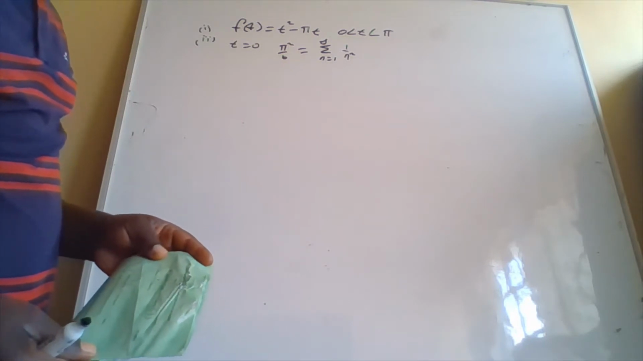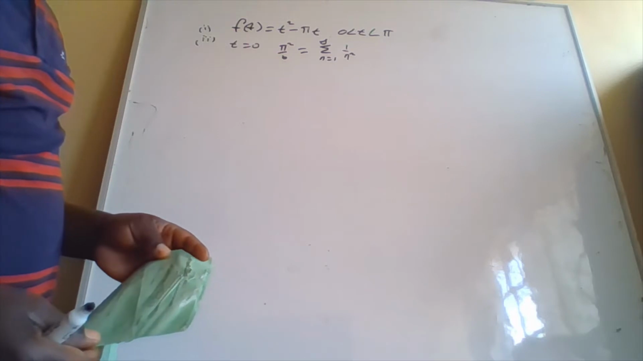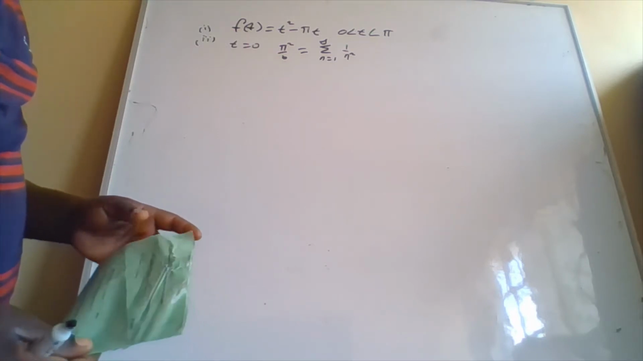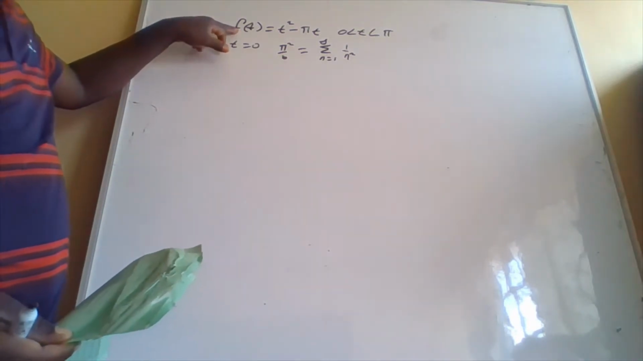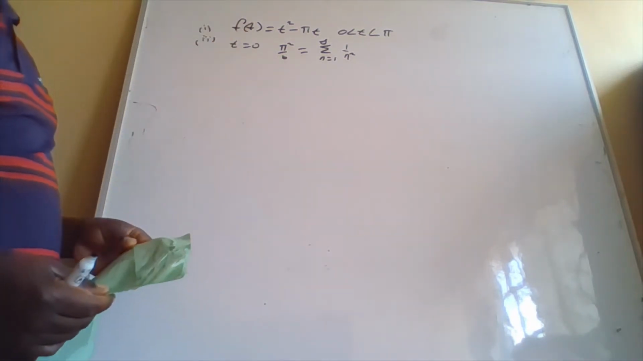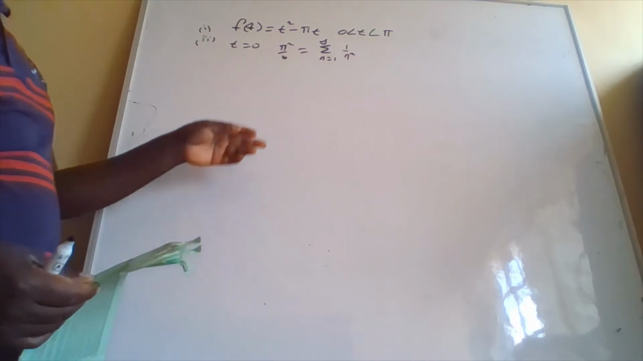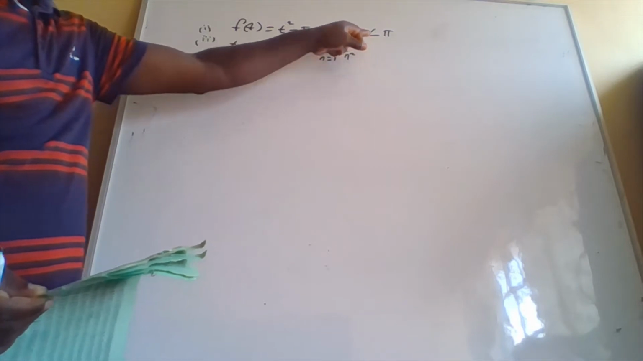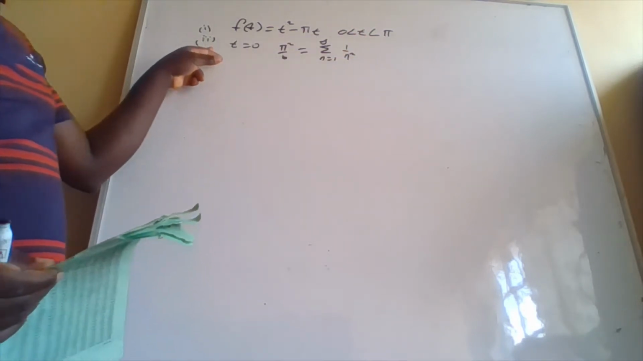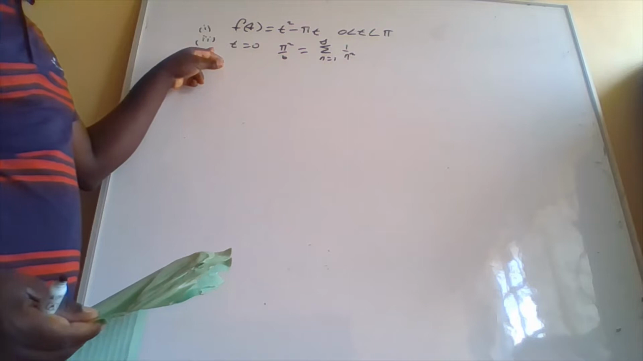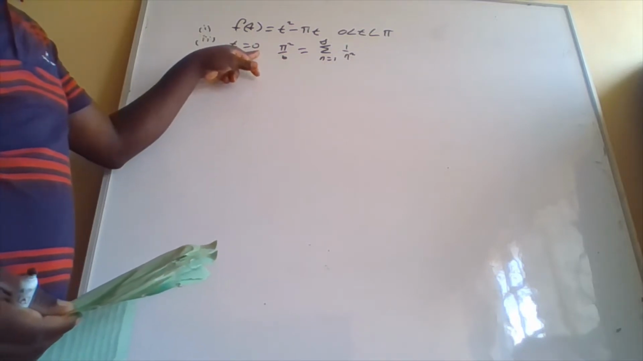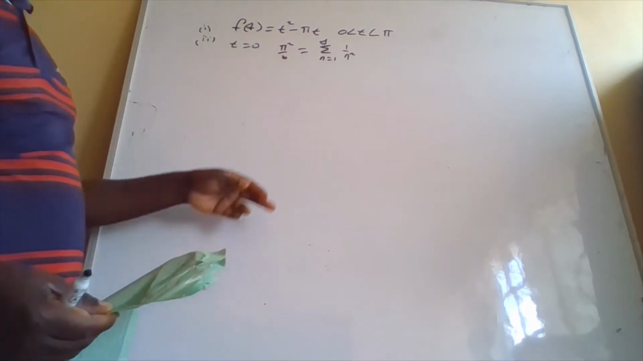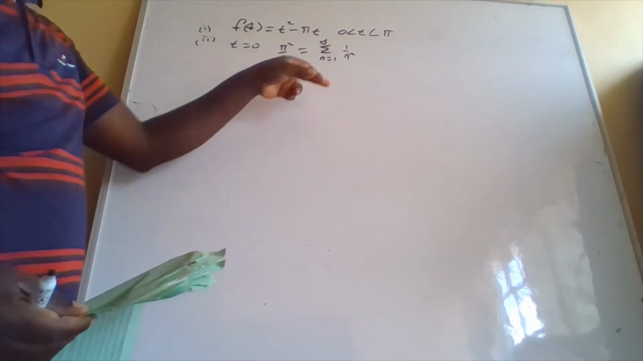Question 7a, which says: determine a half-range Fourier cosine series of the function. This is the function. f(t) equals t squared minus pi t, in the range t greater than 0 but t less than pi. And then from 1 to 2, they are saying that by setting t equals to 0, we are required to show that pi squared over 6 is given by the summation of 1 over n squared.